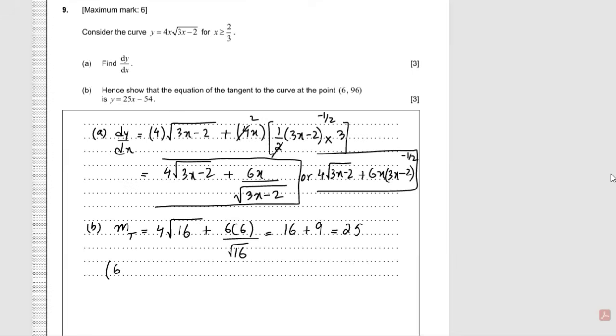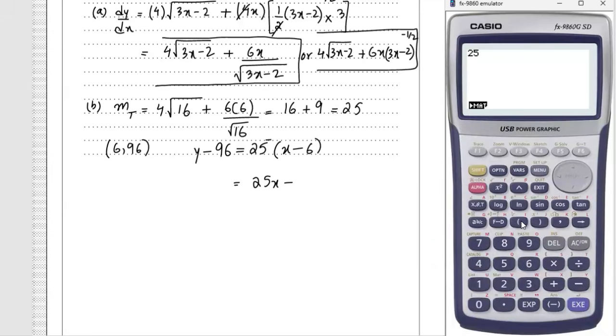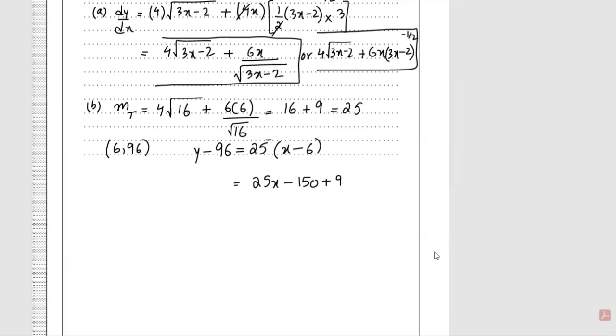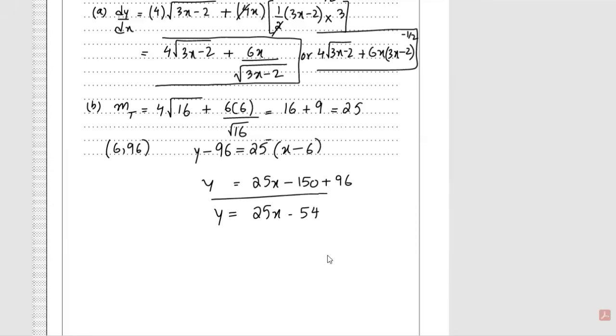Okay, so I've got a point 6 and 96. Let's make the equation of the line. So I'm using a point slope form. y minus y1 equals m times x minus x1. So let's get this 25x minus, it's 150, but let's just use the GDC. So you can see that that's a negative 150 and plus a 96. So y equals 25x, and I can just add 96 to it, and I'm getting a negative 54. So this is what I was trying to show.